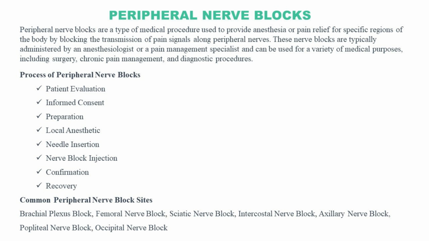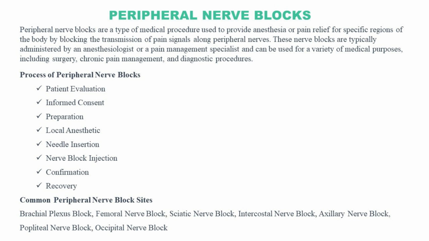4. Intercostal nerve block. Intercostal nerve blocks target the nerves running between the ribs and are used for pain management in conditions like rib fractures or postoperative pain. 5. Axillary nerve block. This block is used for surgeries or pain relief in the shoulder and upper arm area.